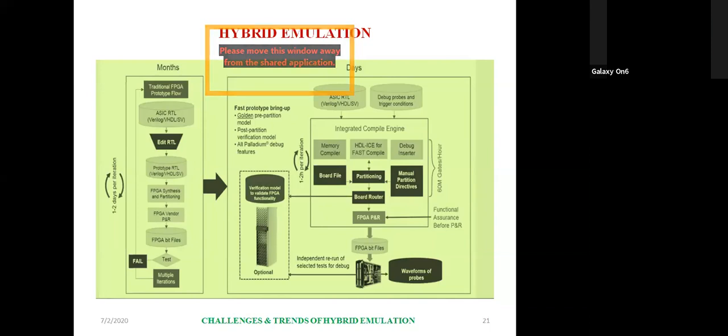So the FPGA RTL has to be ported to an ASIC RTL. Those are guidelines you have to follow. Then you come to this compile engine. We have a memory compiler, HDL for fast compiling, a debug inserter, and with the board file we have the partitioning. You have to route that board, and finally you have the P&R. That P&R tool is provided by Xilinx, Altera, Lattice, or Aldec.